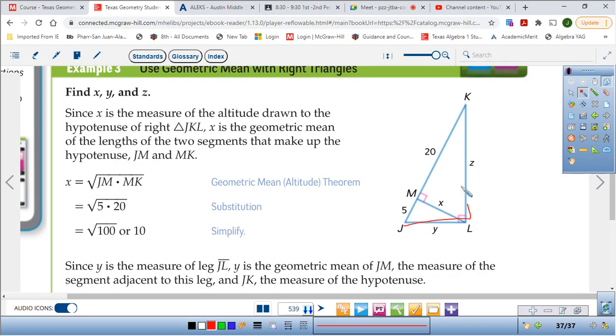So here's your right triangle, the big one. Here's your right angle here. This is your altitude right here. I guess this could be X and Y. They could have A and B.